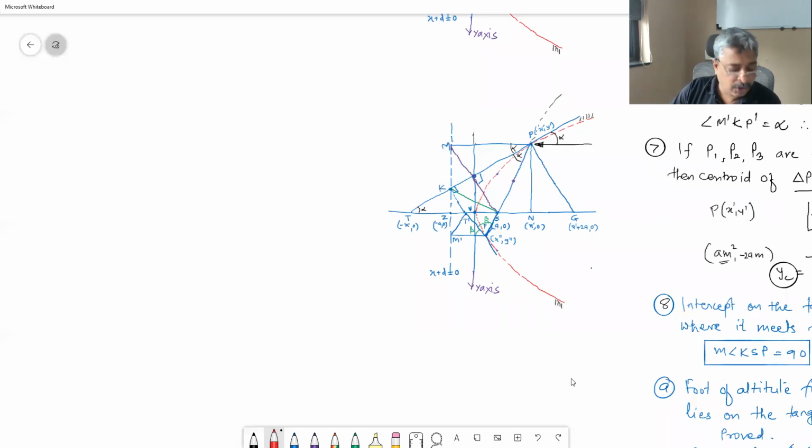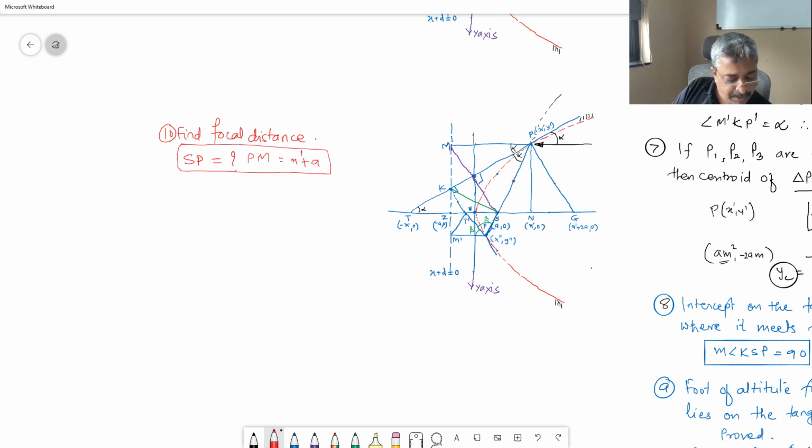Done. Can you tell me what is focal distance? Property number 10. Find focal distance, which is SP. If P is x dash comma y dash, how much is SP? Easy. We know SP is equal to PM, and PM is easy to calculate, therefore it is x dash plus a. Focal distance is always x dash plus a in a parabola.